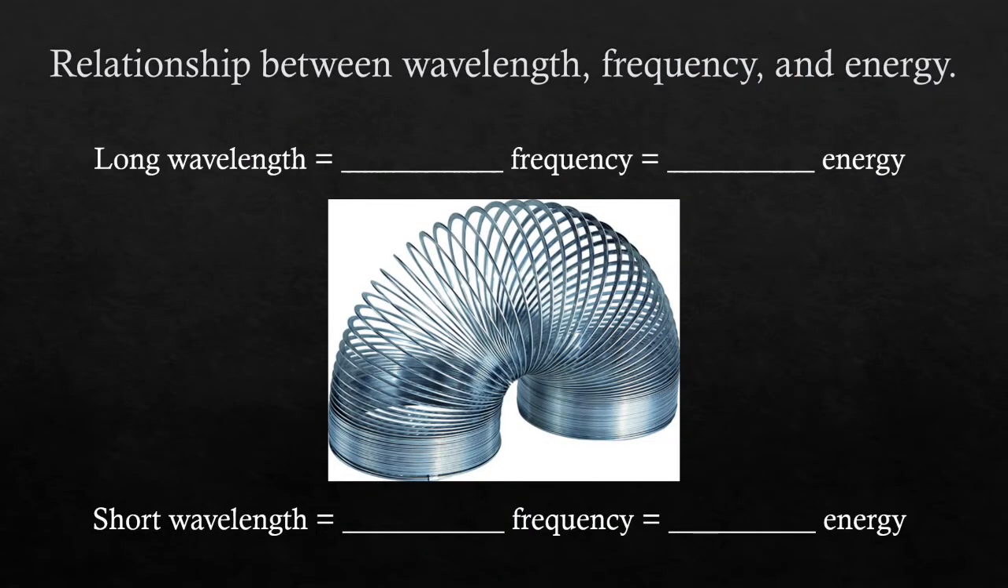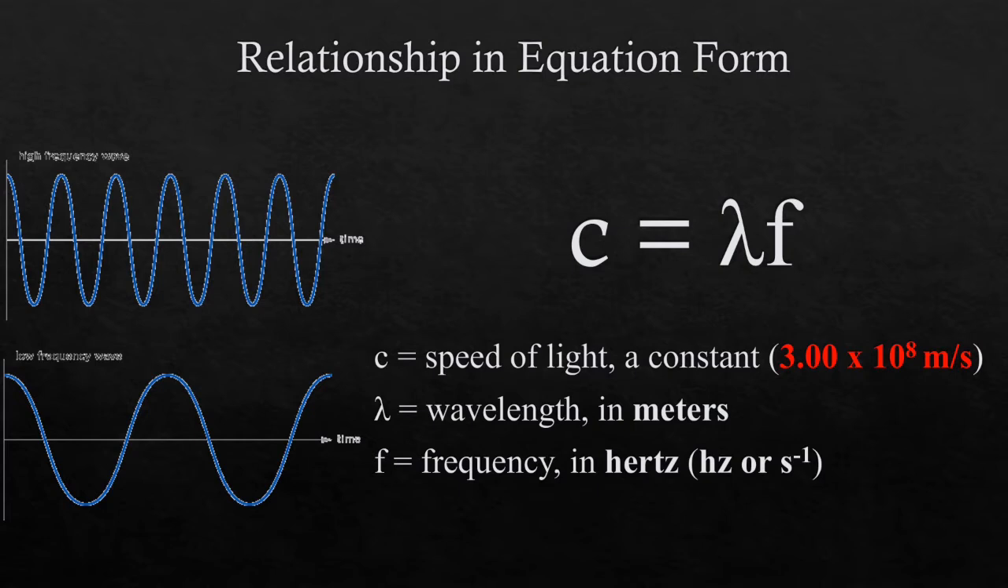Hopefully y'all now know the relationship between wavelength, frequency, and energy. So let's summarize it here. Long wavelength is equal to a low frequency, and that is also related to low energy. Remember, it didn't take a lot of effort to make that long wavelength. But for a short wavelength, it is high frequency, and it required a lot of energy to generate. So high energy.